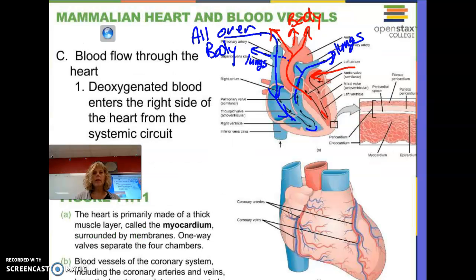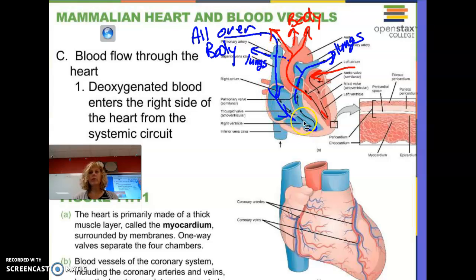So from this particular diagram, I just really want you to realize that path of the blood. I will ask you to reiterate that in writing. You should understand that path through the heart and through these chambers and so on.